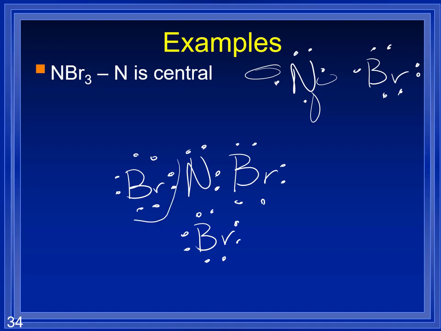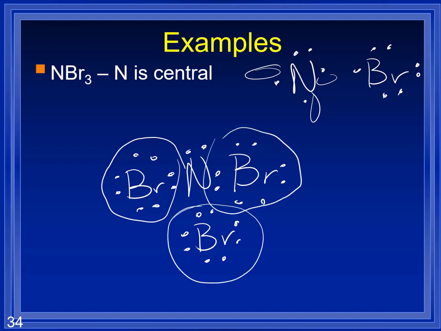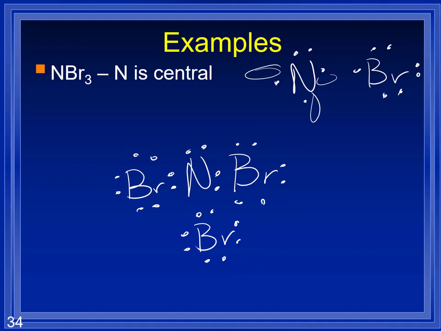And we need to check that everybody's got 8. That Br has 8, that Br has 8, that Br has 8. And the N in the middle now has 8. So everybody looks like a noble gas, and I've got the right picture on the box. I'm done. So this is what the structure or structural formula of NBr3 looks like.